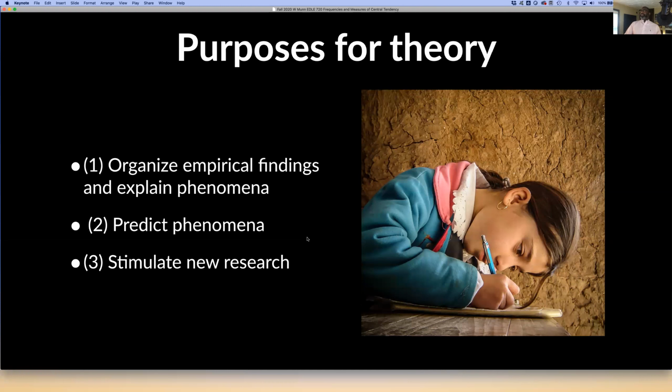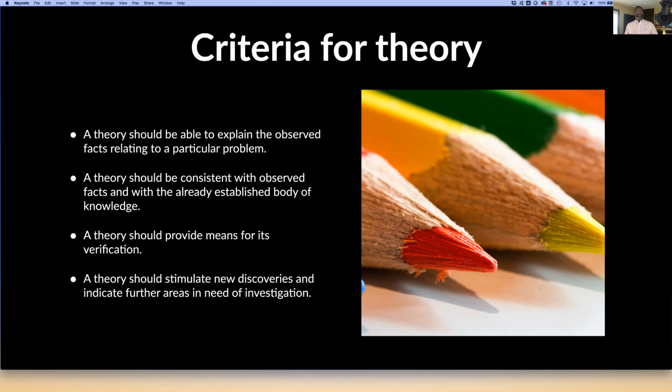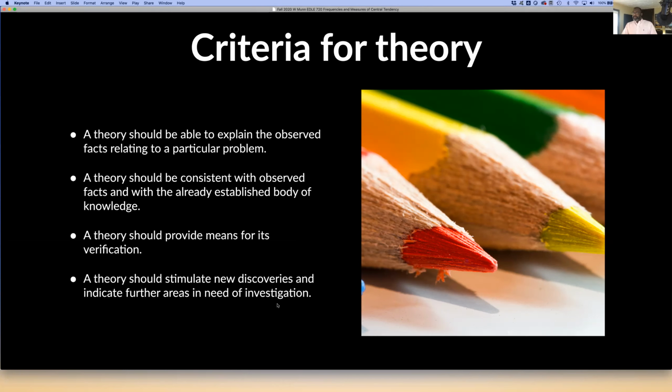All right, so why do we have theories? We organize empirical findings and explain phenomena, predict phenomena, and stimulate new research. A theory should be able to explain the observed facts relating to a particular problem. I want you to be thinking about a problem that you see in terms of educational leadership in your district, in your state, in your country. It should be consistent with observed facts and with the already established body of knowledge, and it should provide means for its own verification. It should stimulate new discoveries and indicate further areas in need of investigation.